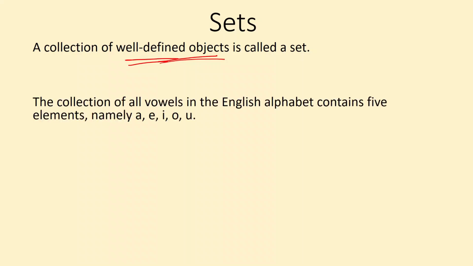So, let's take this example. The collection of all vowels in the English alphabet contains five elements. So these are the five vowels. It is actually a set, because vowels are vowels, be it you, be it your friend, be it anybody else. Vowels are vowels for everyone. So this collection is a collection of well defined objects.